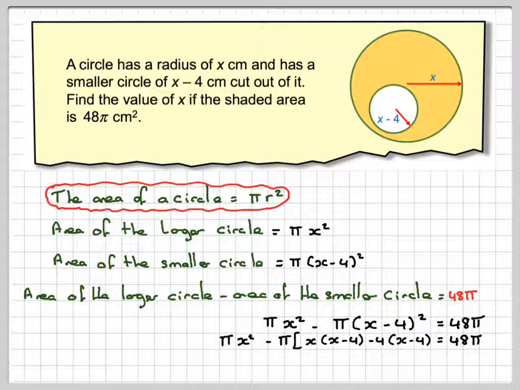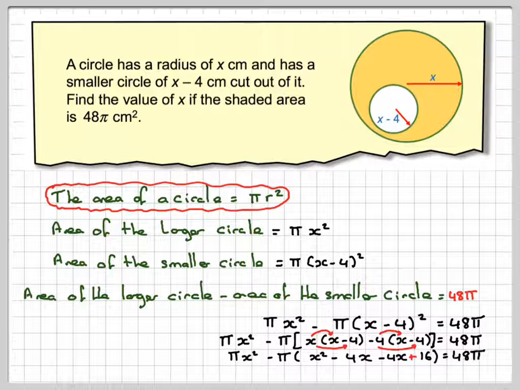We can do an extra bracket there. So that gives me pi x squared minus pi, expanding: x times x, which is x squared, x times minus 4, which is minus 4x, minus 4 times x is minus 4x, and minus 4 times minus 4 is plus 16. It's still equal to 48 pi. Collecting together the like terms here, we're going to have pi x squared minus pi times (x squared minus 8x plus 16) is equal to 48 pi.